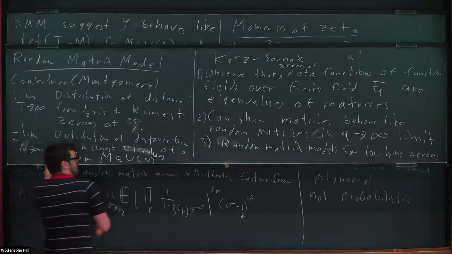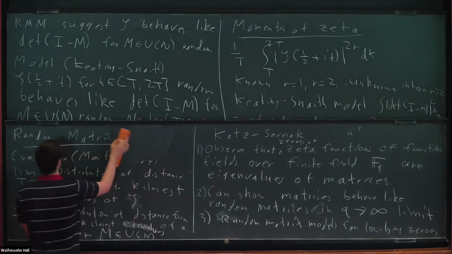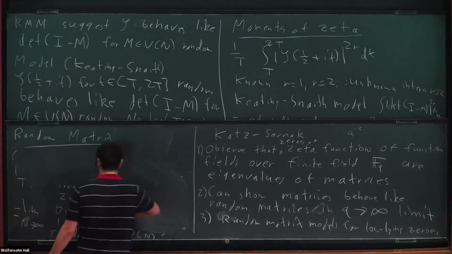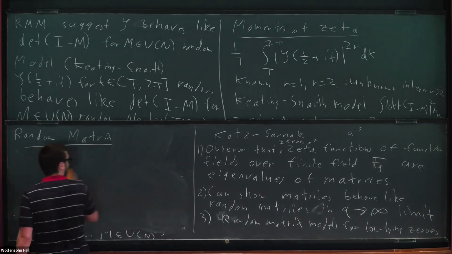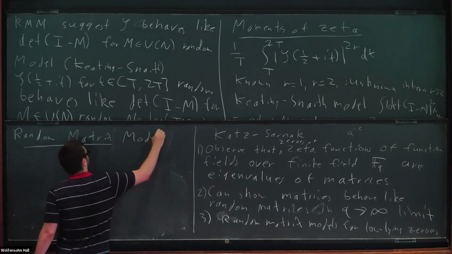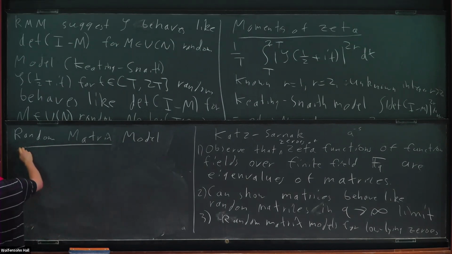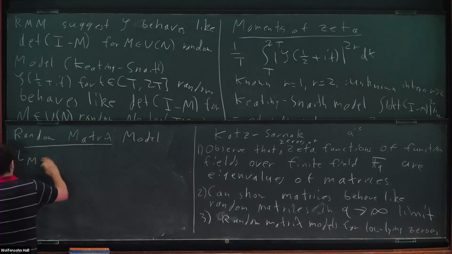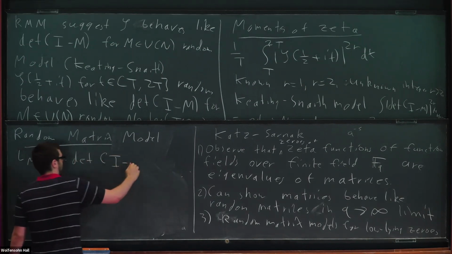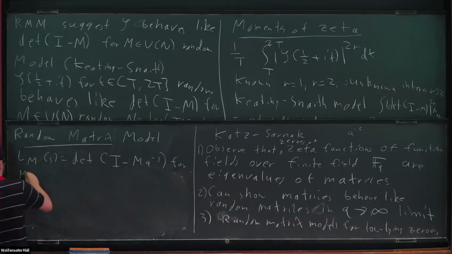And then there's also a random matrix model. I'll write L_m for the determinant of I minus m q to the minus s, for m in U_n.